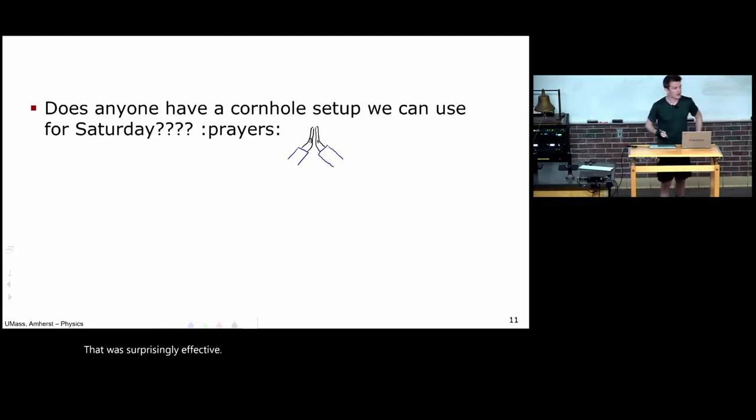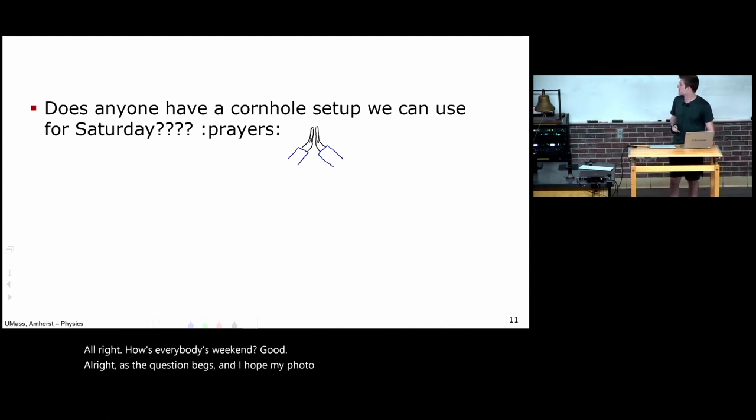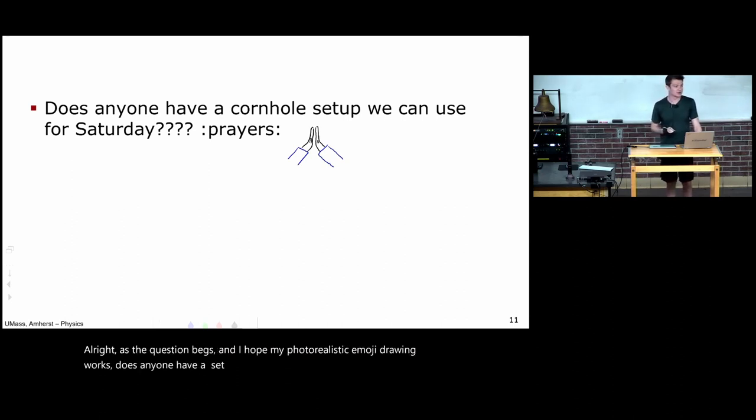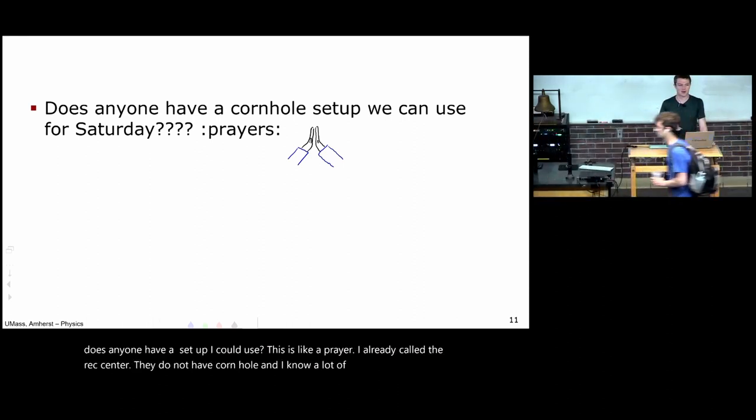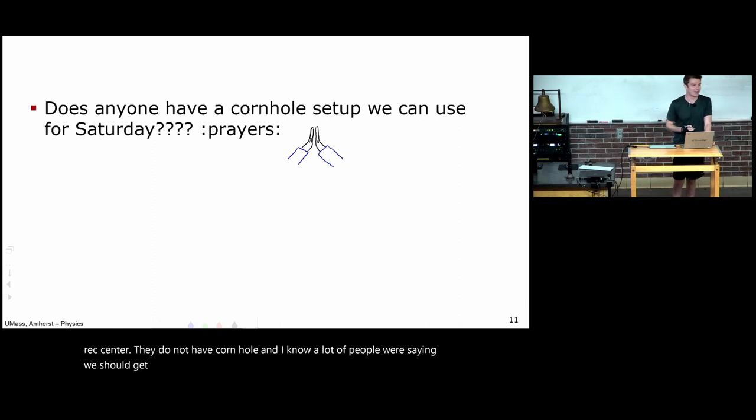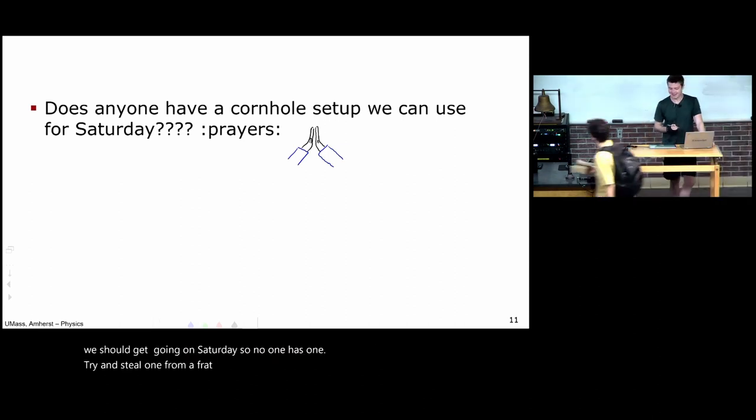All right, how's everybody's weekend? Good? All right, as the question begs, and I hope my photorealistic emoji drawing works, does anyone have a cornhole setup I could use? This is like a prayer. I already called the rec center. They do not have cornhole, and I know a lot of people were saying we should get cornhole going on Saturday. So no one has one? Try and steal one from a frat? I don't know.